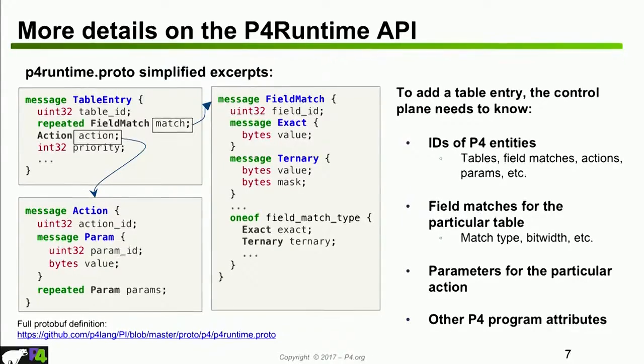This table entry message needs to specify the ID of the table and a sequence of field matches, an action, and maybe other properties like a priority or controller metadata. In the case of field match, each field match needs to specify the ID of the field, and then the type of match, for example, exact, ternary, longest prefix match. And if it's exact, then it needs to specify a byte string for the value. If it's ternary, a byte string for both the value and the mask. If it's longest prefix match, then you need to specify also the prefix length.